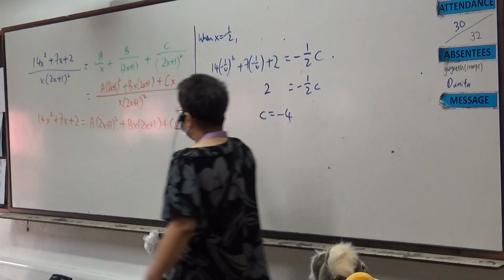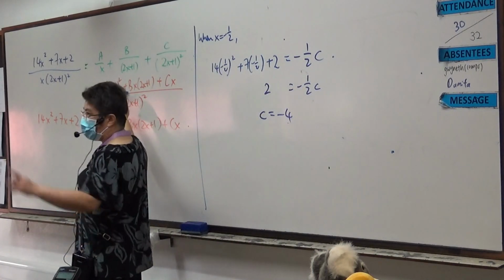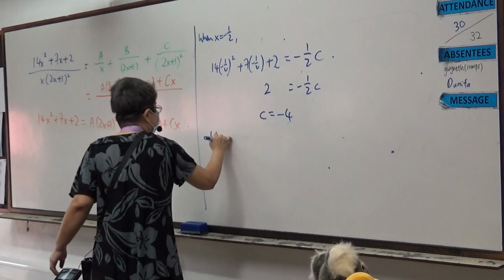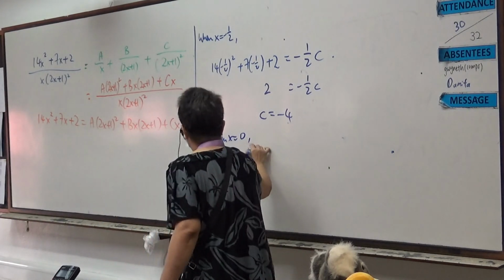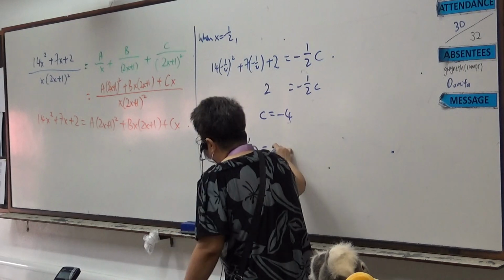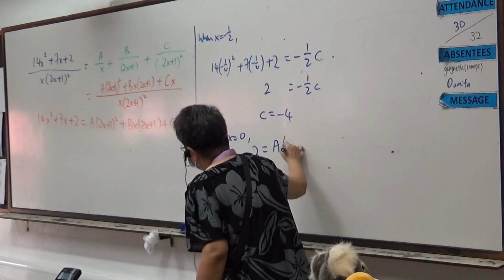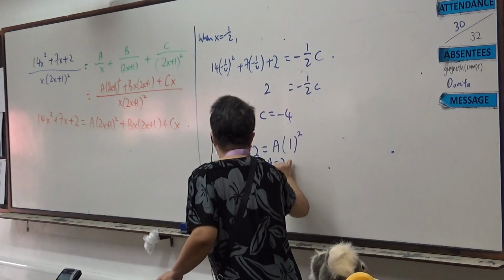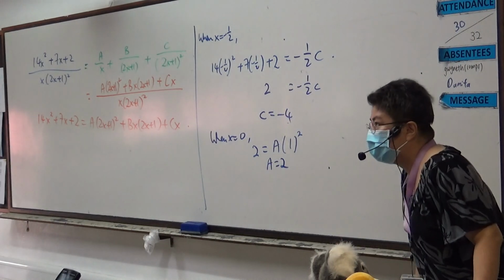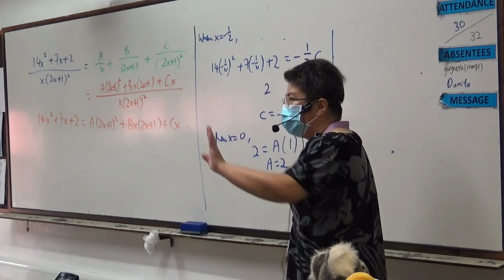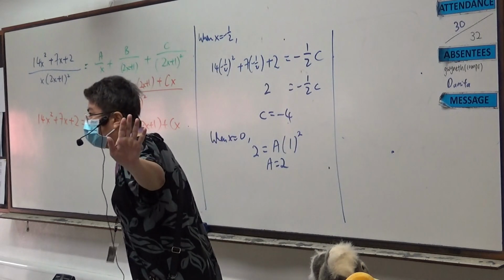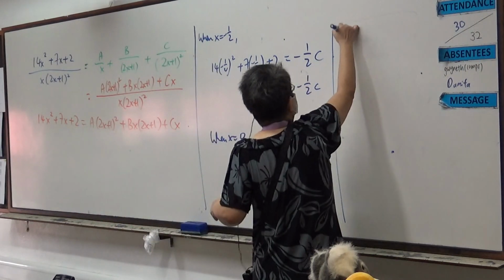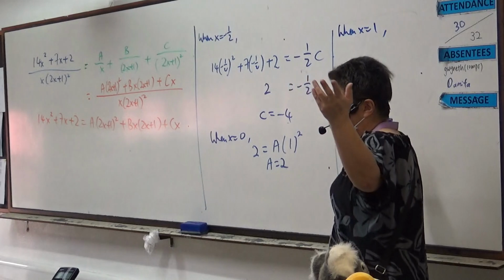Okay, now, next. If I want to kill off C and B, I choose 0. You can see it, I choose 0, 0 gone. Okay, so, when x is 0, I will have 2 equals to A into 1 square, that is 0, 0. So what is my A? My A is 2, right? Correct. Now, the last one, you can choose any number, but don't go and choose a negative number. You understand? And don't go and choose fraction. Don't go and choose 1 million. You understand? So, next. When x is 1, it's the easiest, right?